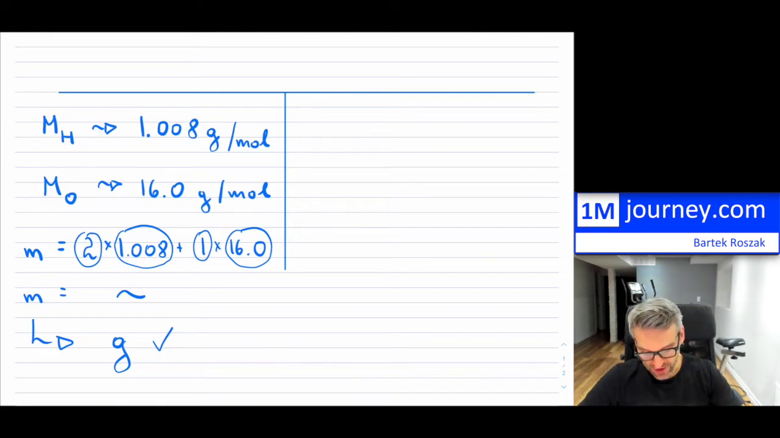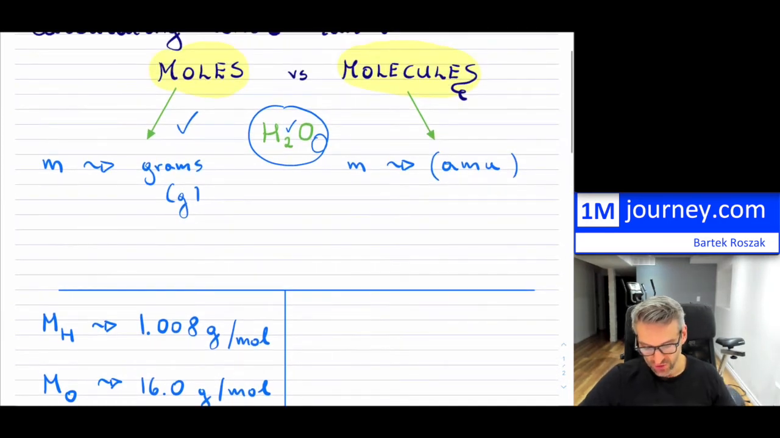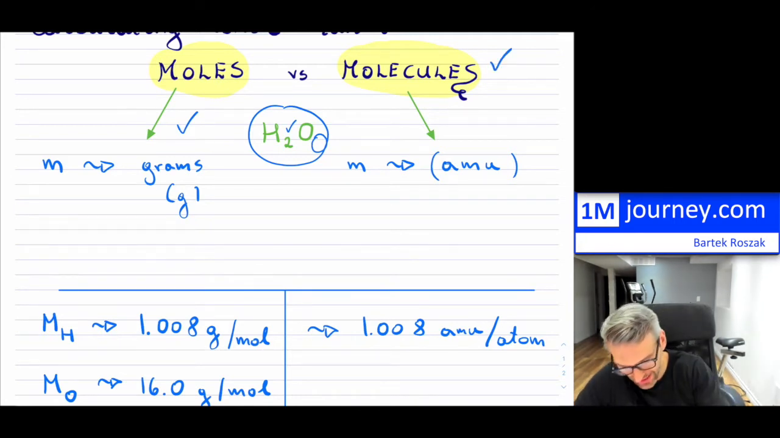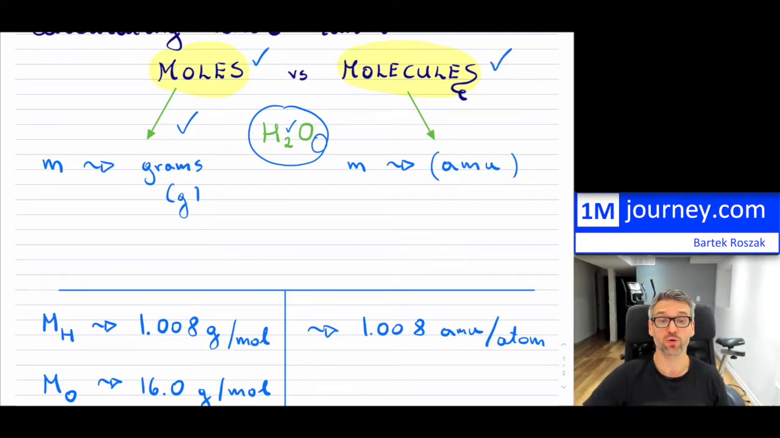Now, on the other side, if you were asked to calculate the mass of one molecule, you have to be careful because you can't use grams per mole. Luckily, the numbers are the same, but instead of writing 1.008 grams per mole, you would write atomic mass units, AMU, per atom. That's the distinction when you're talking about molecules, and that's the distinction when you're talking about moles.